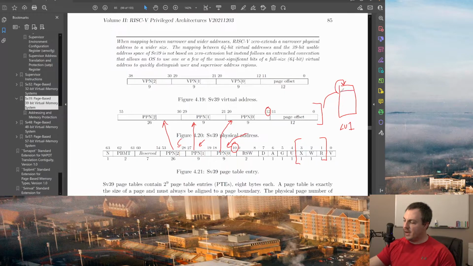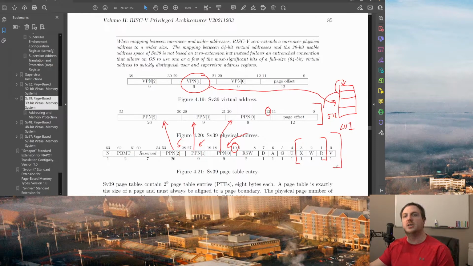Remember, each page table has 512 entries, so 0 through 511. To figure out which one of these entries to dereference, we're now going to look at VPN sub 1. And that will tell us which one of these page table entries we need to look at. Once again, the MMU is going to do the exact same thing. It's going to dereference one of these 8-byte entries and look at the V bit. If it's set to 1, that means it's valid, so we can look at it. Then it's going to look at R, W, and X. If all 3 are zeros, that means we have yet another level of page tables.